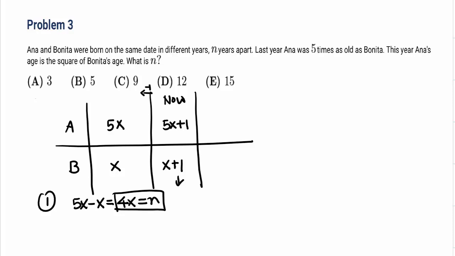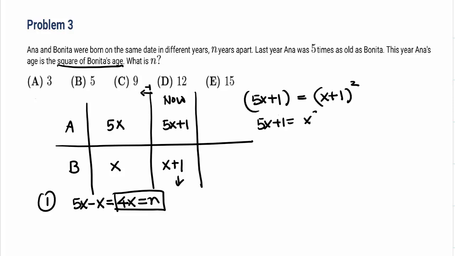Now let's apply this constraint. This year Anna's age is the square of Bonita's age. So Anna's 5x plus 1 equals x plus 1 squared. So 5x plus 1 equals x squared plus 2x plus 1. Calculating, x squared minus 3x equals 0. Factor out x: x times x minus 3 equals 0. x cannot be 0.